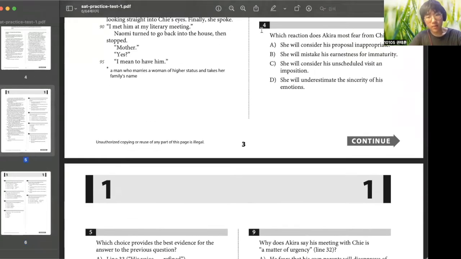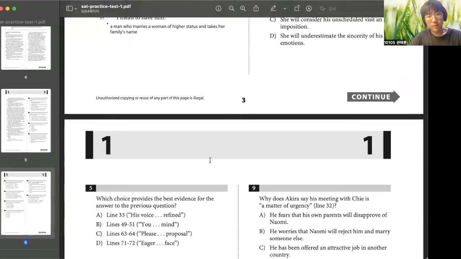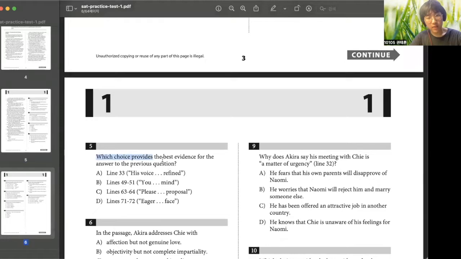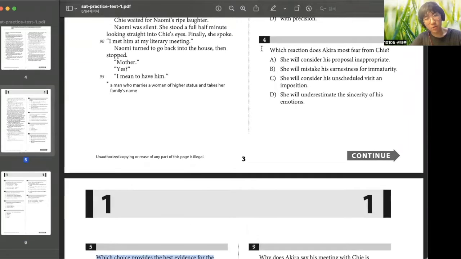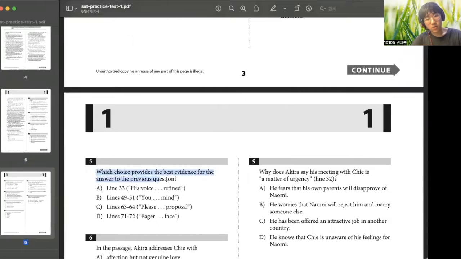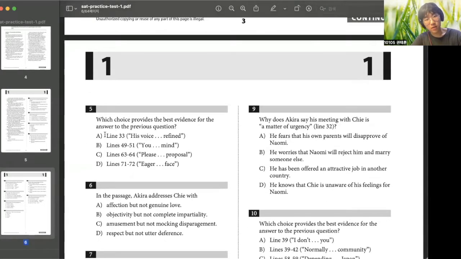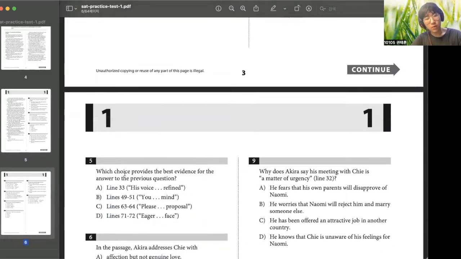And then we have the famous evidence matching question. If you see questions 4 and 5, question 4 is asking a question and question 5 is saying, which choice provides the best evidence for the answer to the previous question. You're going to see a lot of these questions in the future because this is one of the most common and one of the most challenging question types in the passages. So you have to solve this question and then move on to the next question to see the evidence for the solution of this question. But you do not always have to go in this order.